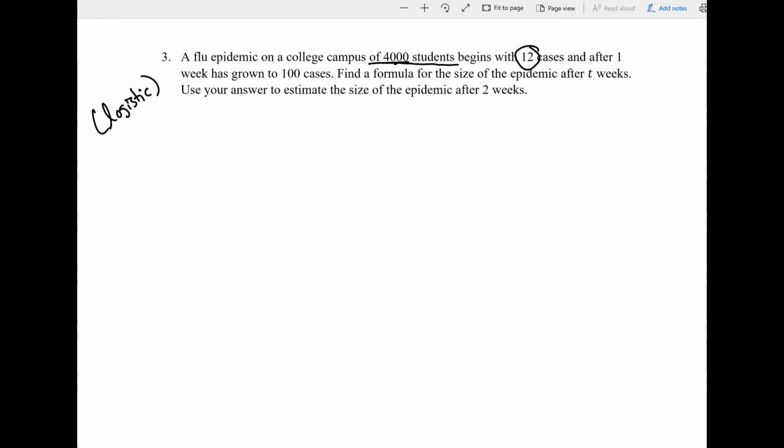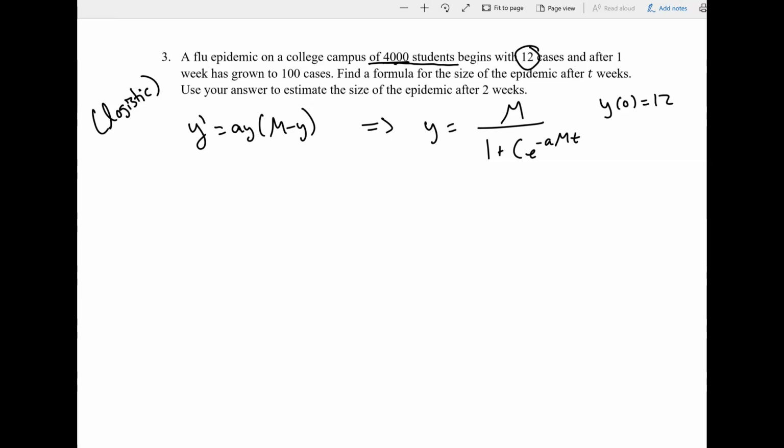What we know about logistic is that y prime is equal to a y times m minus y. And the solution to this logistic differential equation is y equals m over 1 plus c e to the negative a m t. So we already know what the solution is, and we don't need to do the integration over and over again. It'll be really messy. In the beginning it starts off with 12 cases, so we know that y of 0 equals 12. And after the first week we have 100 cases.